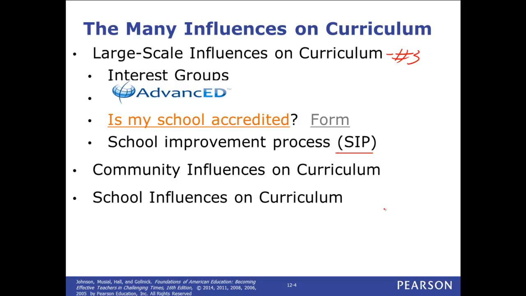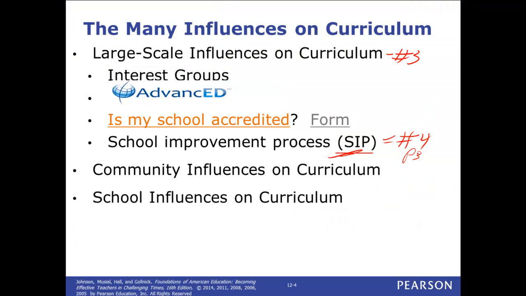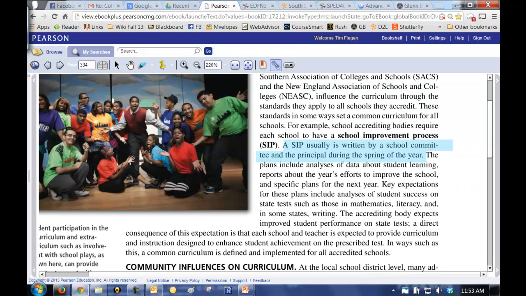Number 4 is tell about the SIP, who's on it and what they do. And it's right here on page 334. There's a question on the test about the SIP. Who's on it, what they do.